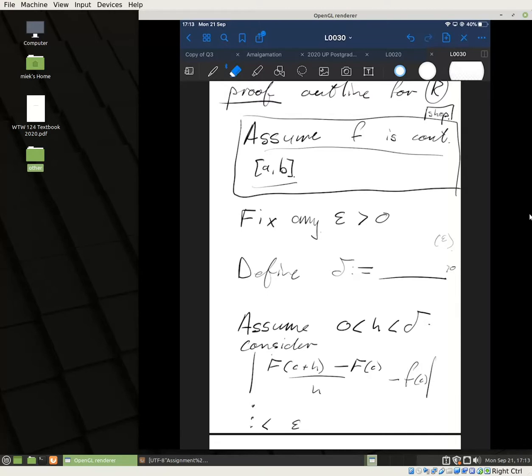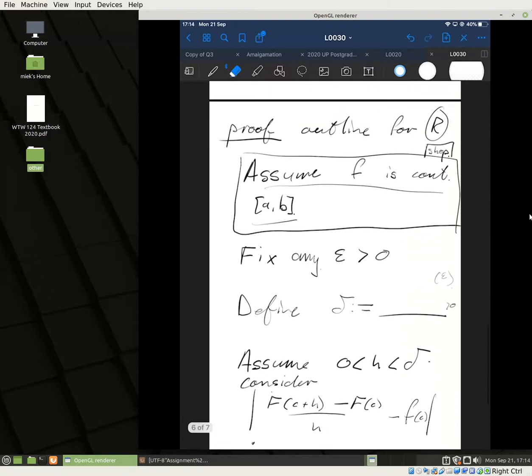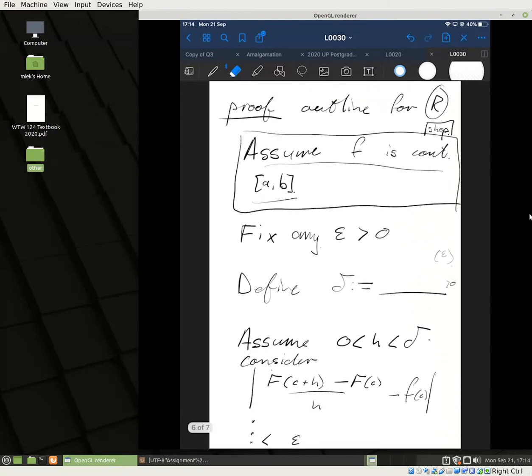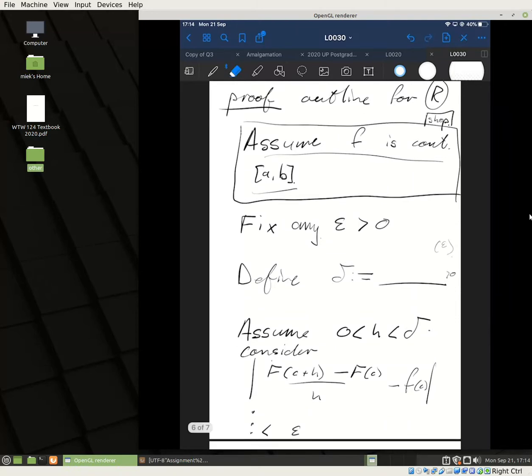Okay, so here we have now written a proof outline. We have not filled in all the details, but our proof will have all of these elements in it when we complete it.